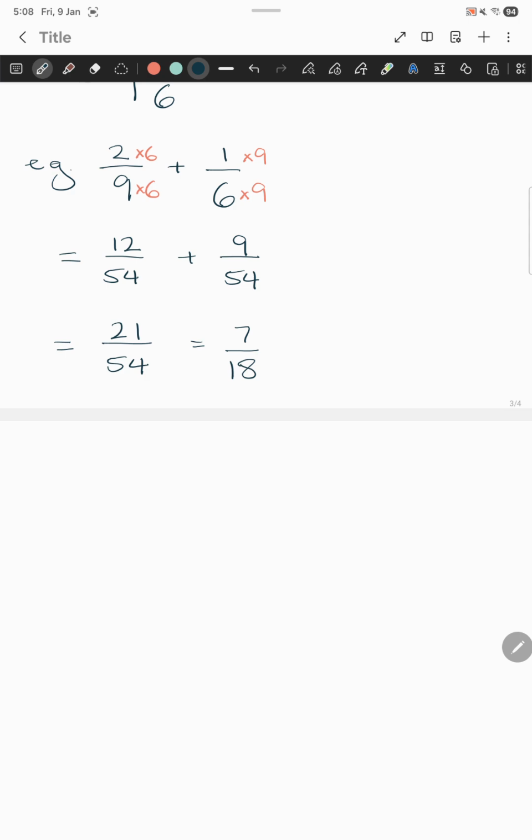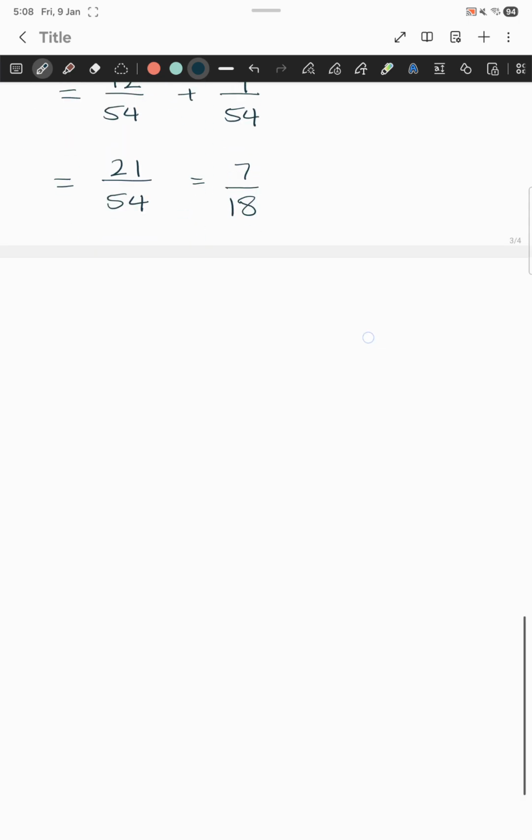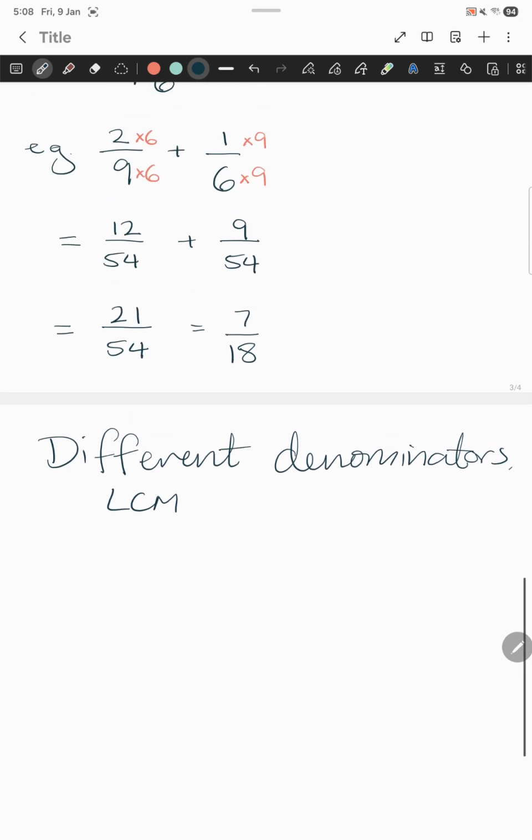All right, and so that is how we can add or subtract fractions. If the denominators are different, we just multiply the two denominators together, and we make sure to do the same thing to the top. Now, the best method, as I said at the beginning, is if we had different denominators, but we use the lowest common multiple. So let's try again with the example we had before.